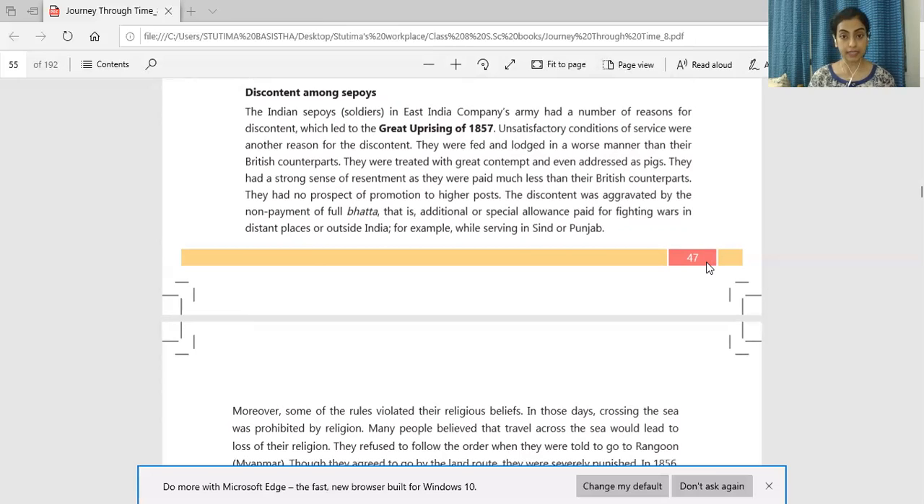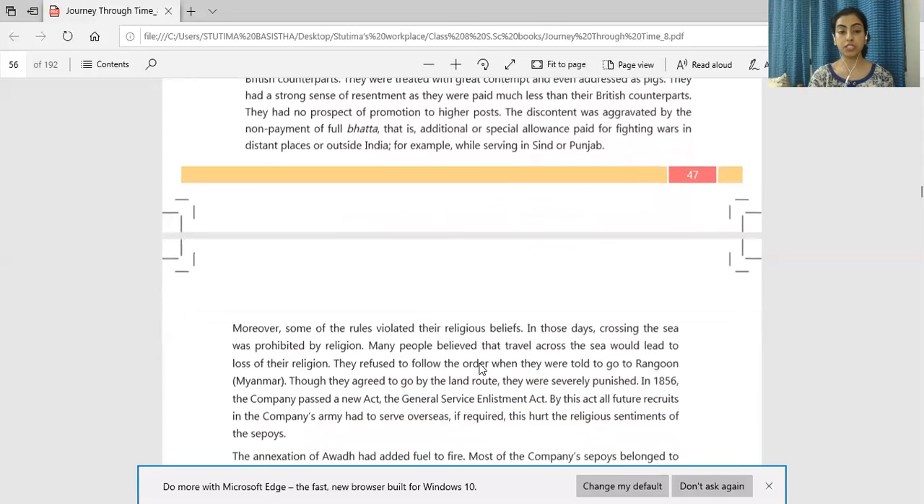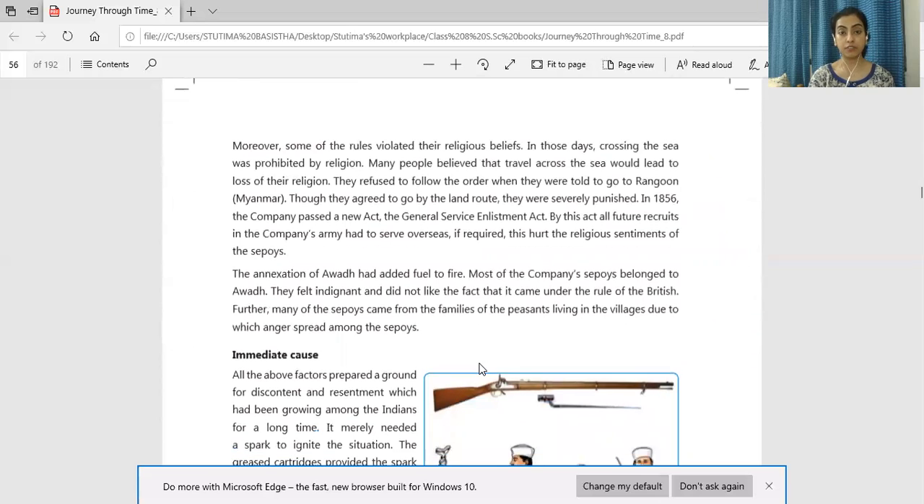They were paid less. They were addressed as pigs. They were insulted, the Indian soldiers, and also they were not given the full payment of bhatta, which is an additional allowance. And also, many times the British violated many religious beliefs of the Indians.